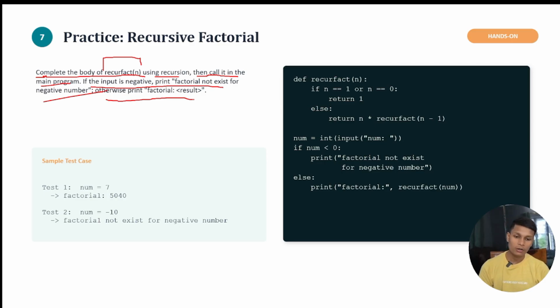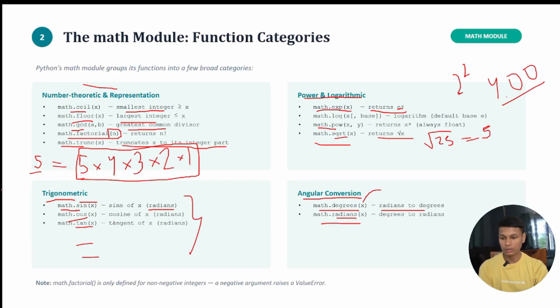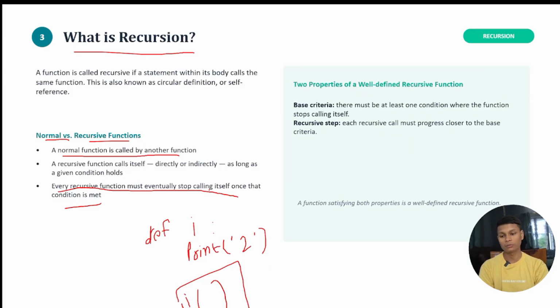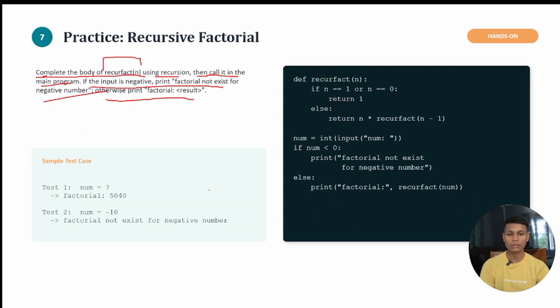So how are we going to calculate the factorial? What is the logic of factorial? You can see that I have discussed this here. The factorial of 5 is 5 multiplied by 4 multiplied by 3 multiplied by 2 multiplied by 1. So now let's see how we are going with this.